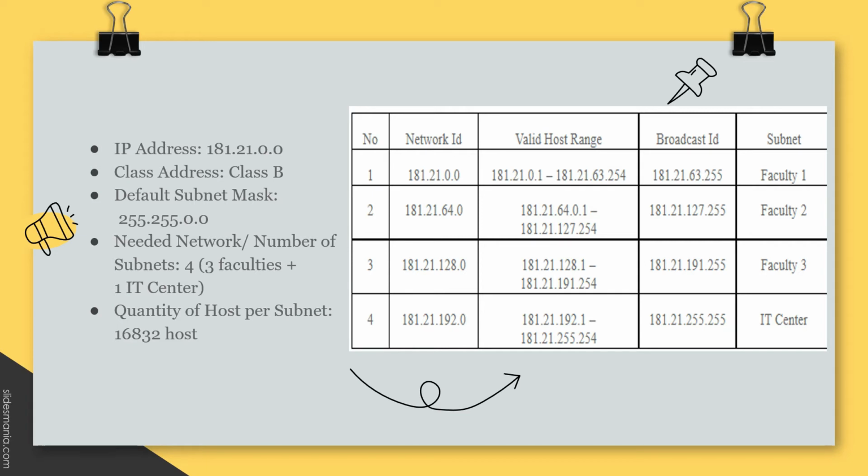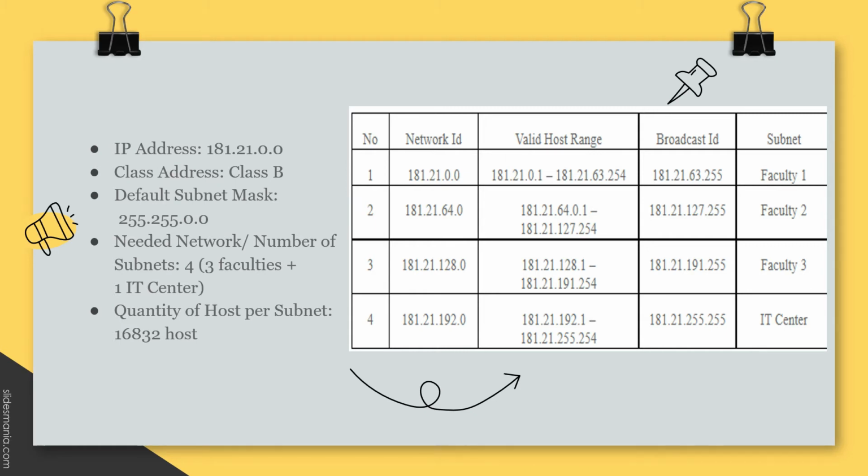So the IP address is 181.21.0.0. Based on the given IP address, we can know that the class address is class B, as class B IP addresses are mostly used for medium and large size networks in enterprises and organizations. So class B IP address is suitable to use in the university network. Next, as the class address used is class B, we can also know the default subnet mask for class B is 255.255.0.0.